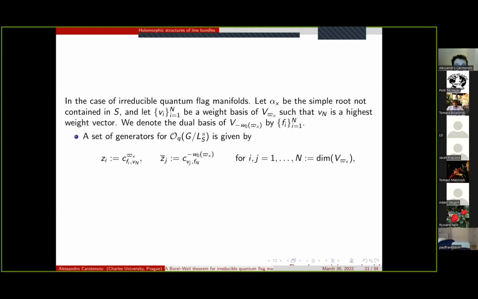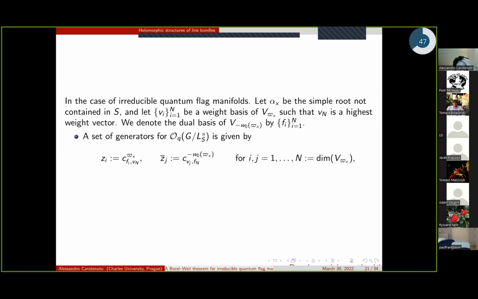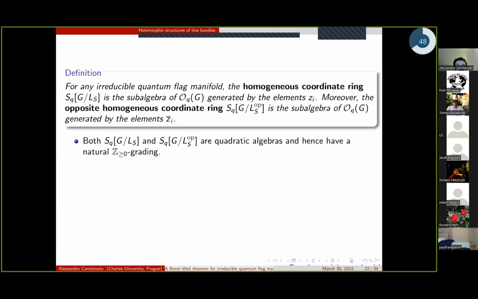Now, if we denote the dual basis by f_i, we can give a set of generators of the quantum Poisson homogeneous space in this way. Remember, these are the quantum coordinate functions. We denote by z_i and z̄_j these two objects, where n is the dimension of V_{π}. Then this is a set of generators of O_q(G_LS). And I can give another construction of O_q(G_LS).